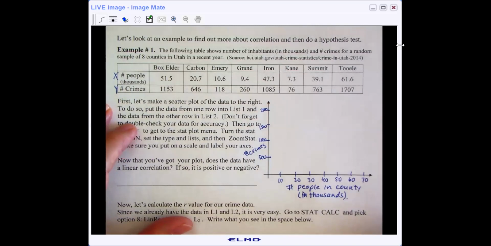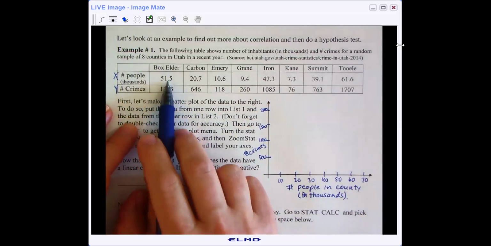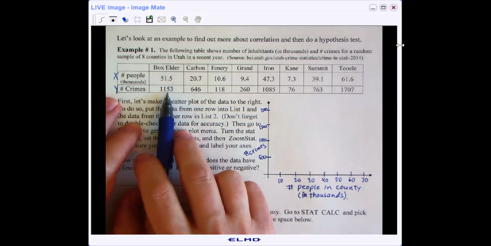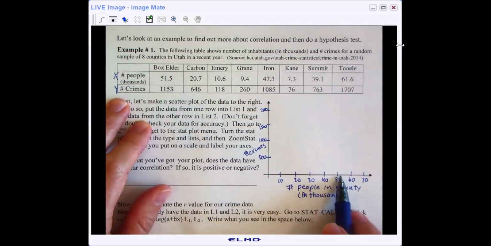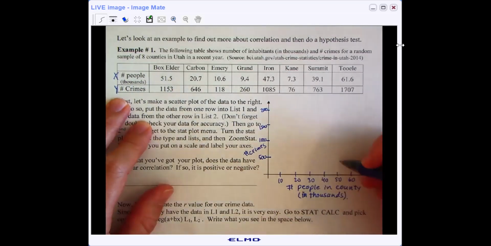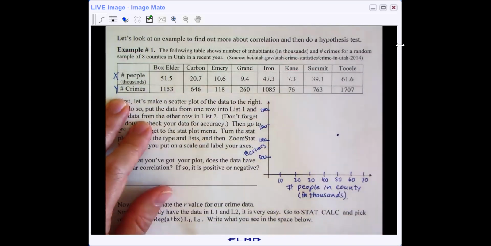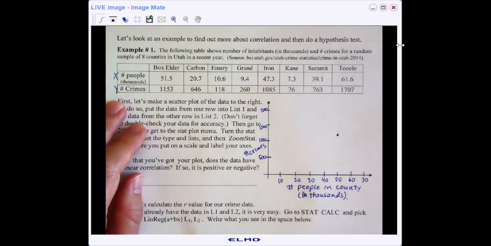And now we're going to plot our points. So for Box Elder County, the x-coordinate is 51.5 and the y-coordinate is 1,153. So let's come over here to 51.5 and come up to where 1,153 would be, and we'll put a point. So I'm going to pause the video and then we'll pick up in the next one. Make sure that you finish this scatter plot. We'll compare notes in the next video.